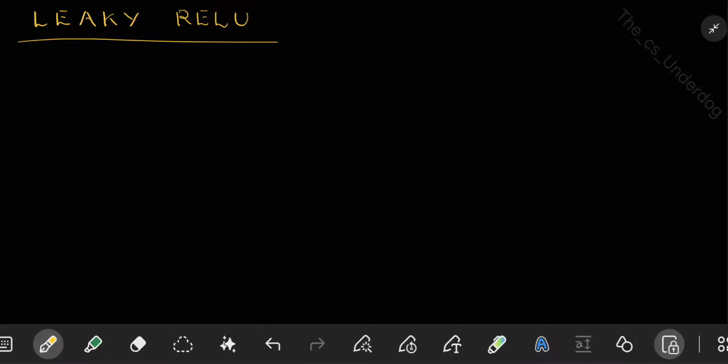Leaky ReLU. In the last few lectures, we learned about the ReLU activation function. Here we are going to learn about something called the leaky ReLU activation function. Let us first understand why this leaky ReLU is required in the first place. Only then does it make sense to learn about it.